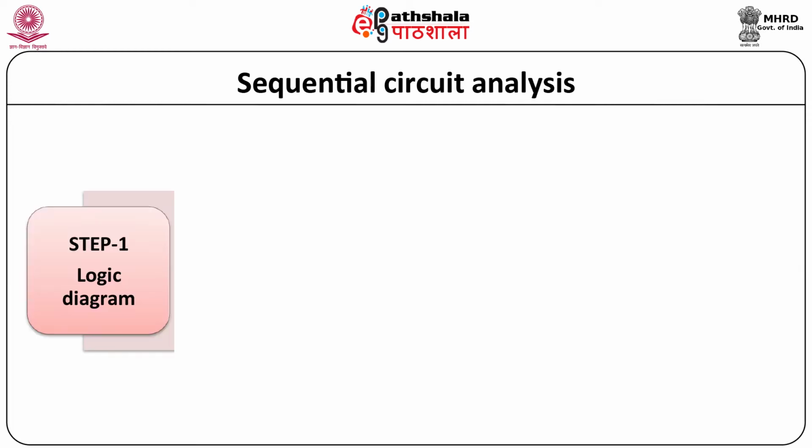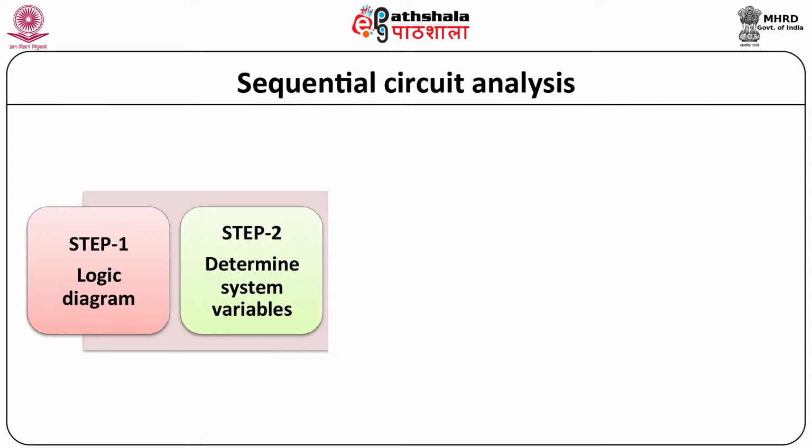Step 1, logic diagram. The analysis process begins with the given logic diagram. Understand the construction of the logic circuit by identifying the basic parts of the sequential circuit like logic gates, flip flops, etc. Step 2, determination of system variables. Determine the system variables, input, state and output. If the variable names are not defined, then assign the names to these variables.